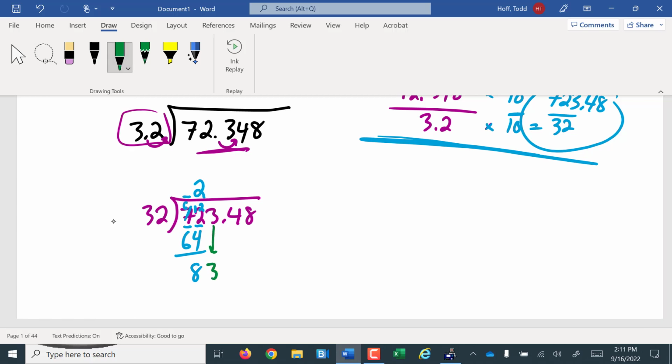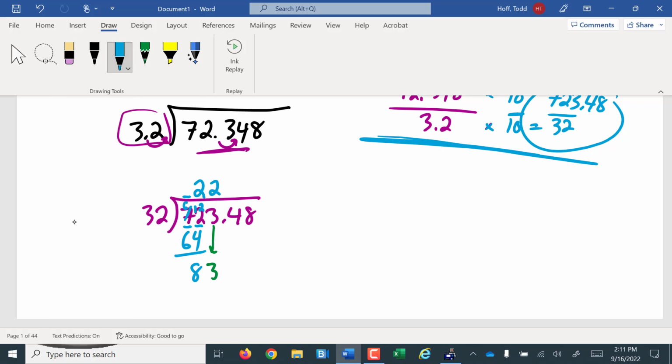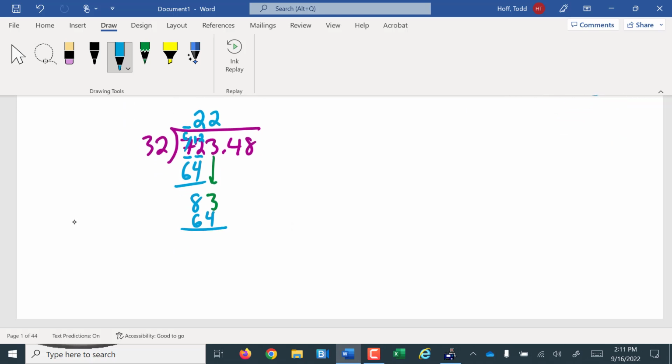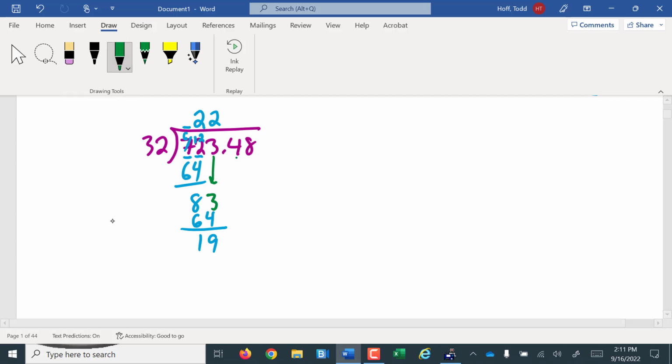Bring down the 3. Does 32 go into 83? Twice. 2 times 32 is still 64. We subtract, we have 19. Now what? We're going to bring down the 4, but before we bring down the 4, we have to make sure we move the decimal point up. When we're dividing, just like addition and subtraction, we can't cross the decimal point without moving it into our answer. Now we'll bring down the 4.